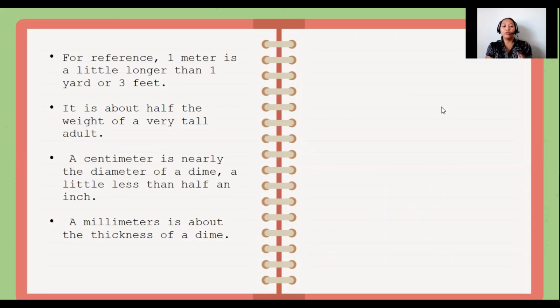So yung bilog ng coin, if you're going to measure it from its diameter, that is centimeter. Yung kapal ng coin, that is measured in millimeters.